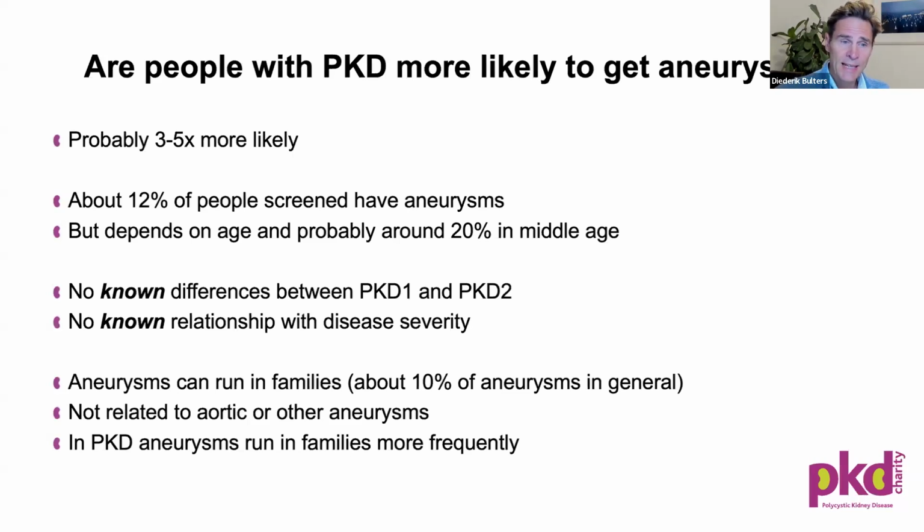The thing that we do know is that aneurysms run in families, and that's whether you've got PKD or not. In general, about 10% of patients with aneurysms will have a family member affected as well. That's aneurysms in the brain, and it's not related to aneurysms of the aorta, in the abdomen, or elsewhere in the body. So for some reason, aneurysms in the brain seem to be a different condition and a different problem. In PKD, we see the same pattern, that typically aneurysms run in families.